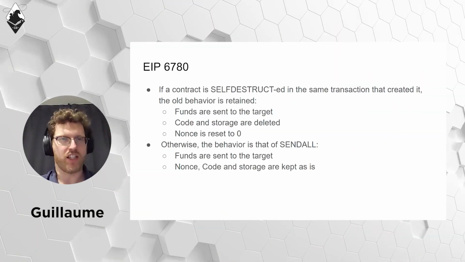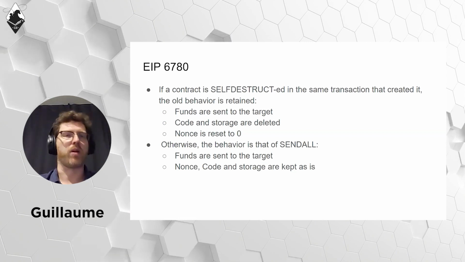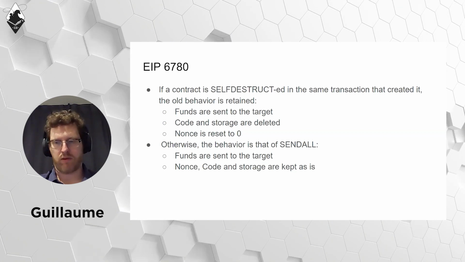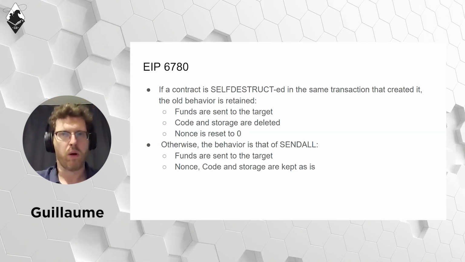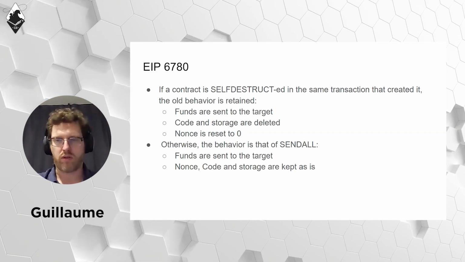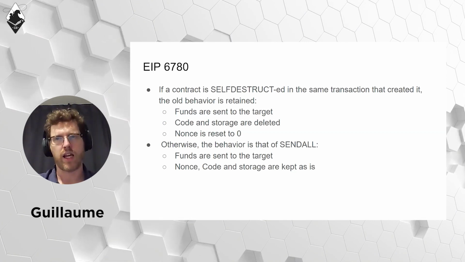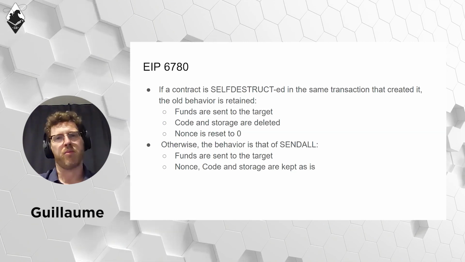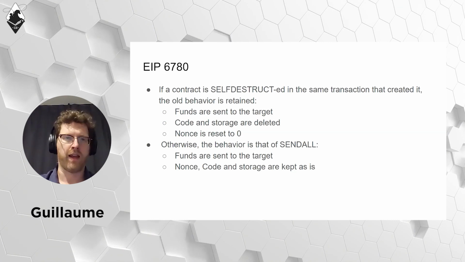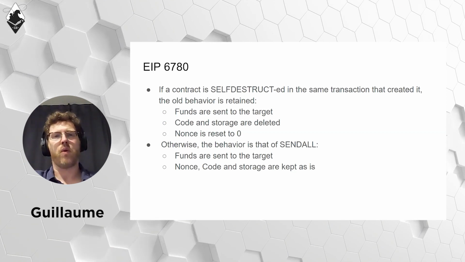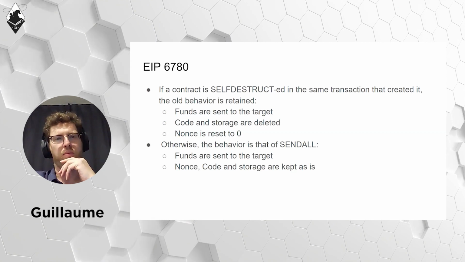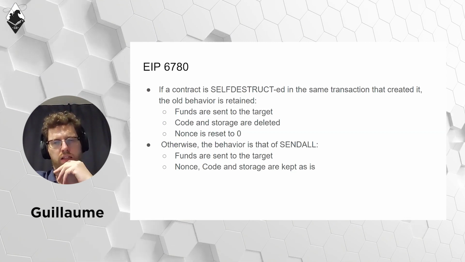Let's peep in. So I'm going to talk about 6780, which is a pretty simple proposal, at least the description is pretty simple. It's about neutering self-destruct while not breaking as many contracts as a complete removal would. The principle is that if self-destruct is called in the same transaction that created the contract, it retains the old behavior. But if it's called in a further transaction, then the instruction has the behavior of another instruction we propose, called send all, where all the funds are sent to the target address, but the nonce, the code, and the storage are kept as is.